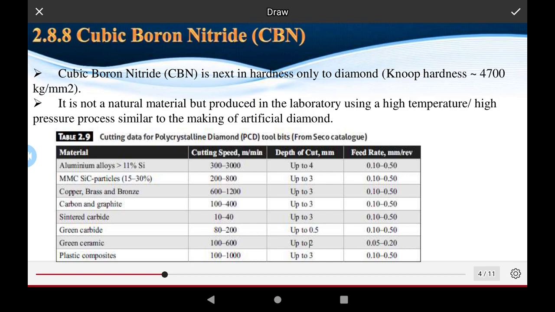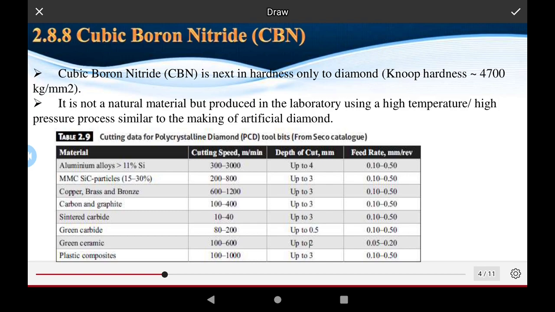For carbon and graphite, the cutting speed of this tool material is 100 to 400 meters per minute. The depth of cut is up to 3 mm, and the feed rate is 0.10 to 0.50 mm per revolution.